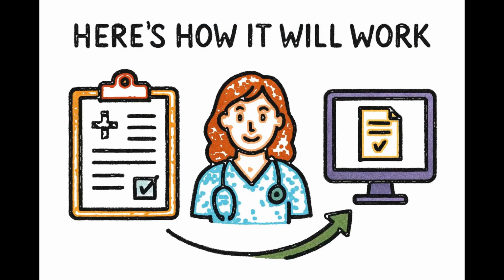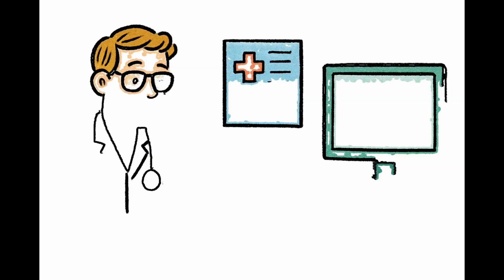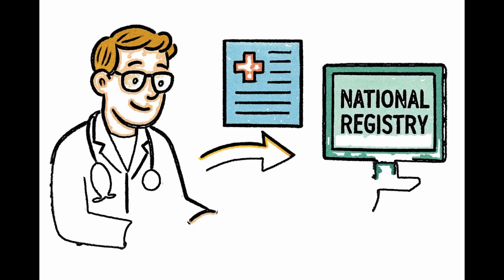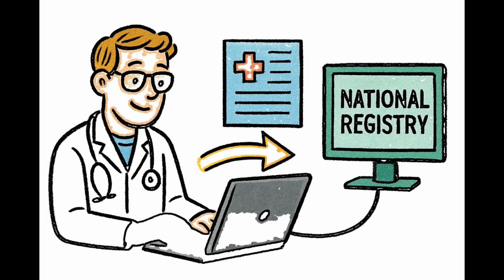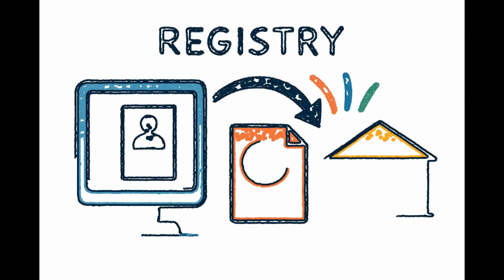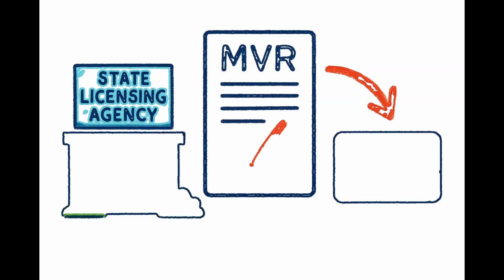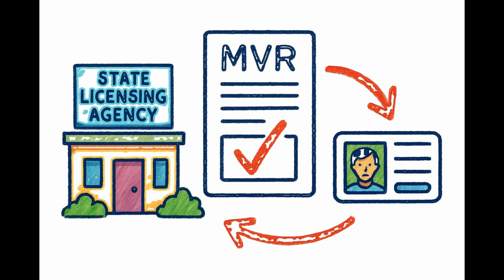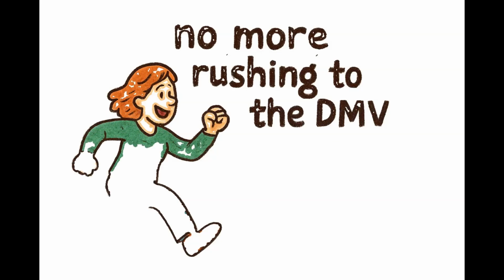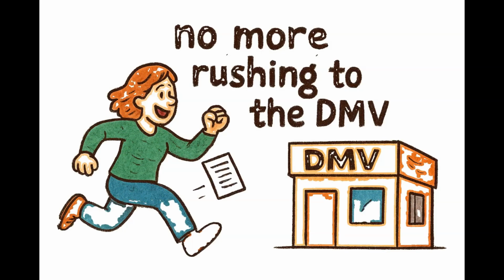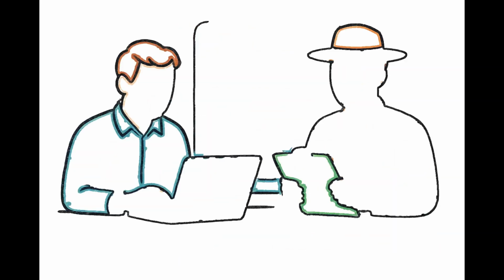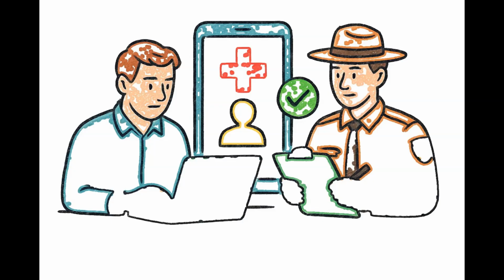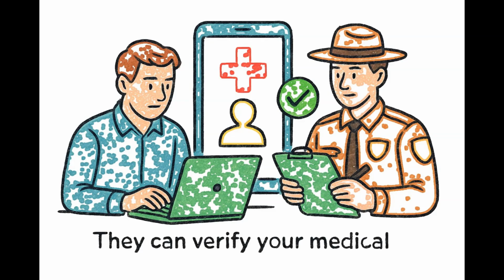Here's how it will work. When you complete your physical, the medical examiner will electronically submit your results and your certificate directly to the National Registry. The registry then automatically transmits that information to your state's licensing agency, which updates your medical status on your motor vehicle record, your MVR, almost instantly. For you, this means no more rushing to the DMV, no more worrying about lost paperwork. For employers and law enforcement, it means they can verify your medical status in real time.